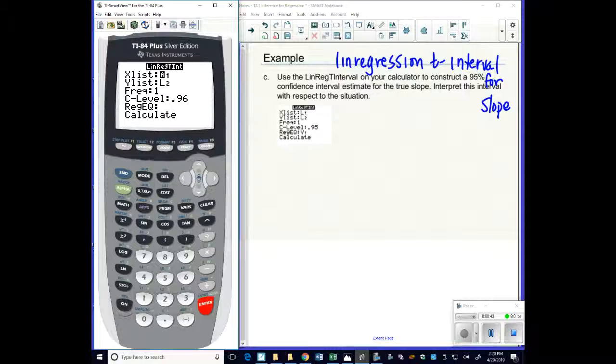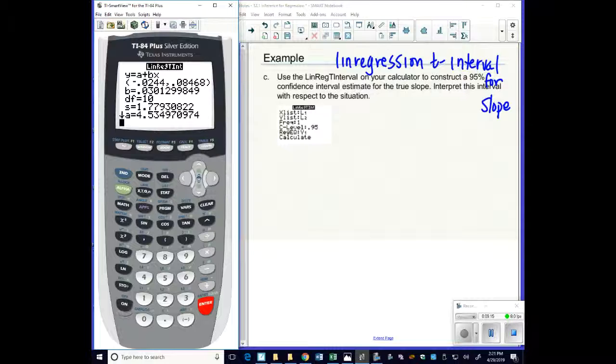Our x's are in list 1, our y's are in list 2. We're going to indicate the confidence level, which in this case is a 95% confidence interval. And then notice it says the regression equation. Again, my regression equation has to be in y equals in order for my calculator to determine a confidence interval for the slope. And so I'm just going to go ahead and select vars, y vars, function y1, because that's where my equation is, and then I'm going to go ahead and calculate.